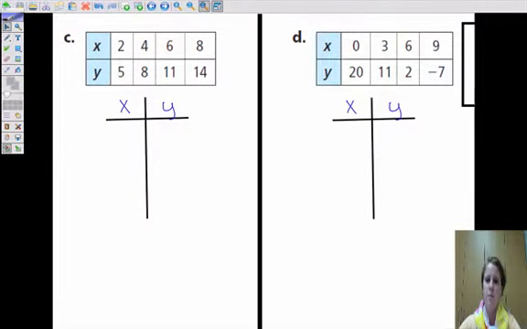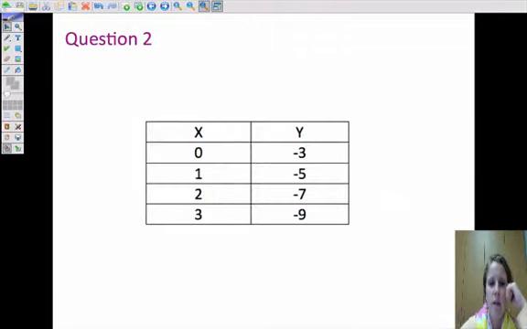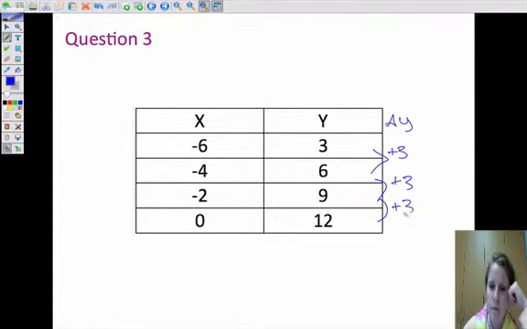All right, let's try another one. Let's skip those and let's just go to something like this. Try this one. Here are the answers. Change in y. We're going up 3. Over here, we're going up 2.